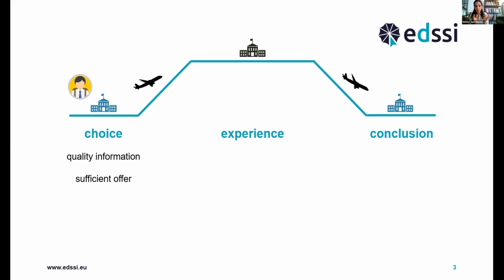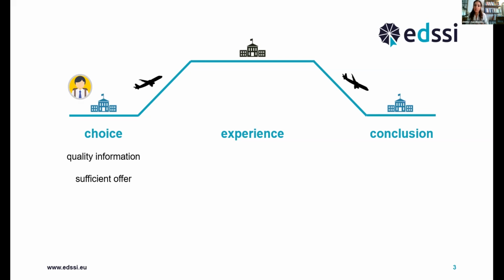Looking at the period before mobility, there are two important elements to consider. First of all, the quality of information. Students need information that is checked and verified, because many studies show that finding, for example, accommodation, one of the most important services for students while they're abroad, is becoming more and more a challenge for students and can even become an obstacle to the mobility itself.